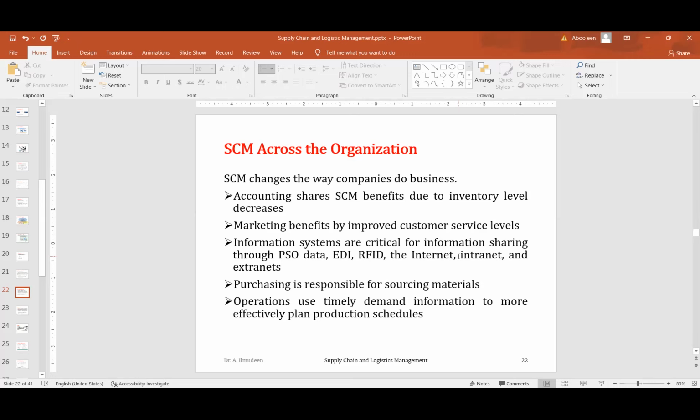The operations departments, the manufacturing and operation department, use timely demand information to more effectively plan production schedules. So they can manufacture the right amount of product, schedule and plan their productions, and ensure timely delivery of finished goods to the warehouses. So they can support the entire business organization's activity. So inside the organization, each and every functional area is supporting the supply chain management operations.